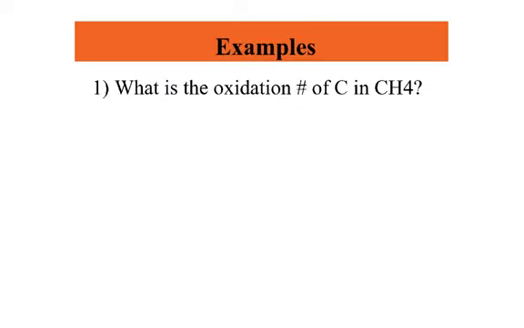So let's start with an easy one, CH4, and let's just write down our CH4 here, and we want to figure out what the C is in this compound. So again, we're just going to write oxidation numbers above each one, and the first thing we're going to do is go to the table and see if we can find an oxidation number for the H.